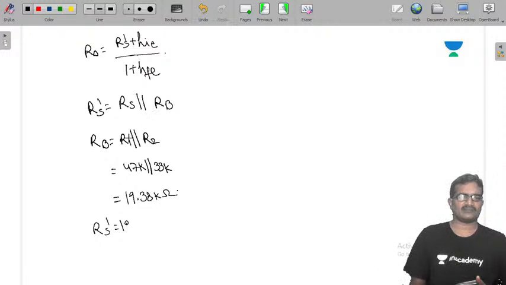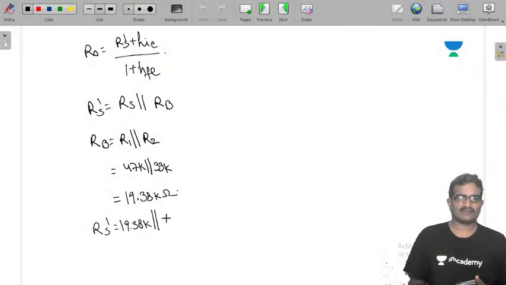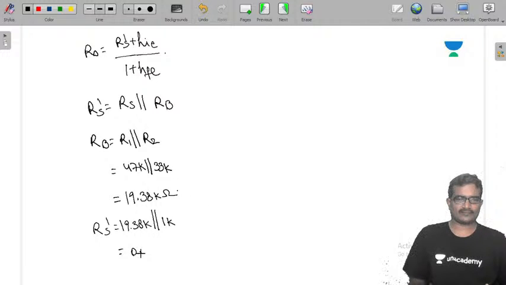And RS dash is RS parallel with RB. So 19.38k parallel with RS. RS value 1k. That is 0.95 kilo ohms. That is RS dash.